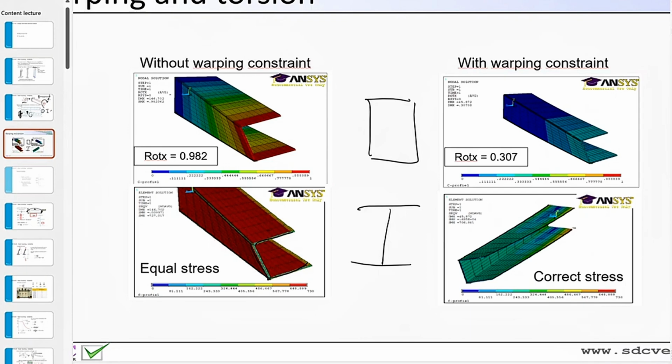Then this warping is not that important. But if you have open sections, then this effect of clamping of these initial plates is crucial, and that results in a much higher stiffness and therefore also in a much higher buckling load compared to a single beam.